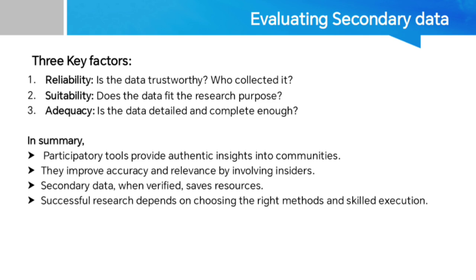Before using secondary data, researchers must ask three key questions. They must check its reliability, suitability, and adequacy. They must know if the data is reliable or not, who collected it, and is it trustworthy to use? It is suitable or not. Does it match the research purpose? Or is the information detailed enough to ensure a research proposal? By carefully verifying data, researchers ensure they are using the best possible information.